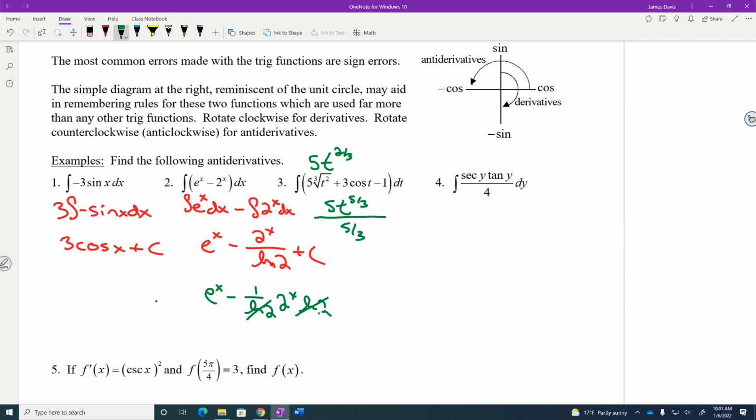And then what happens when you flip and multiply this? 5 should just cancel out, right? This would now be on the bottom, this would be up here. So this would actually just be 3t to the 5/3. And then the next term, we have to think what, when we take the derivative, gives us cosine. Just sine, right? So plus 3 sine of t minus 1, so it's going to be minus t plus c.